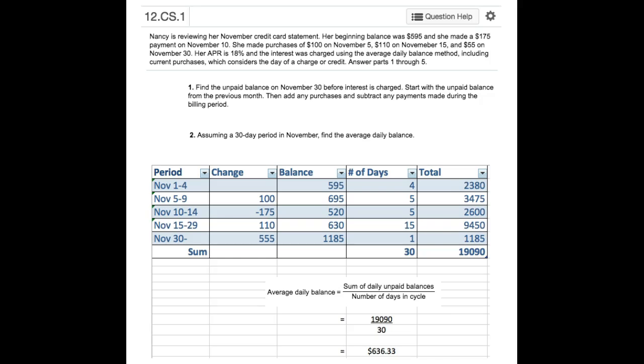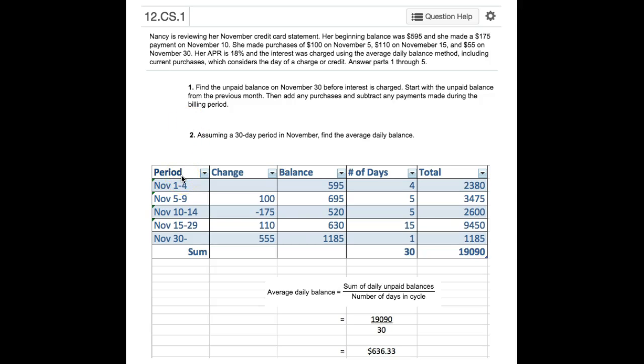So I have part 1 and 2 on the screen. Part 1 is asking you to find the unpaid balance on November 30th before interest is charged. To do that, you want to start with the unpaid balance from the previous month, and then add any purchases and subtract any payments made during the billing period. And in question 2, it says, assuming a 30-day period in November, find the average daily balance. And I made this chart because this will help us answer parts 1 and 2.